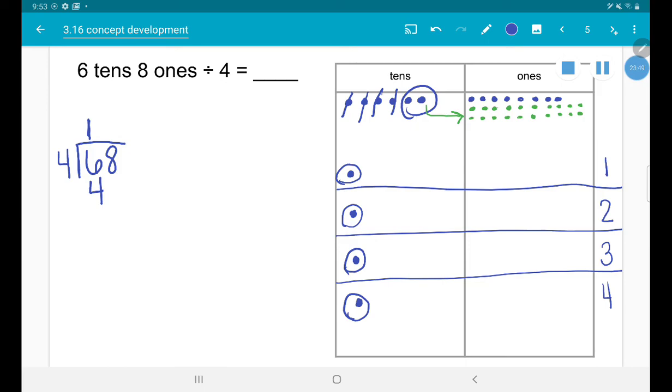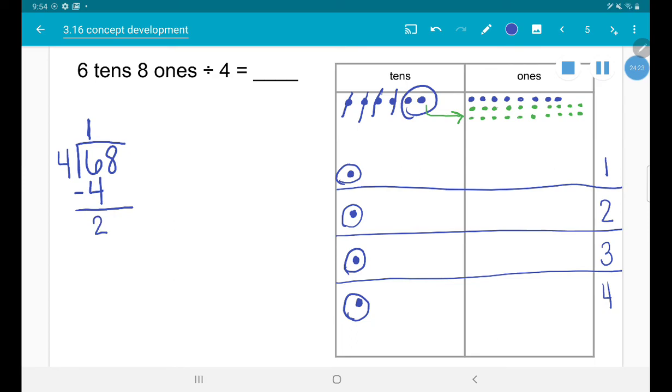And then what do I do, Amy? What did you write down? Minus. Yeah, I'm going to subtract. So when I subtract, think. Okay, well, just listen then, okay? So when I subtract 6 minus 4, that leaves me with how many? 2. I have 2 in my 10s place value.